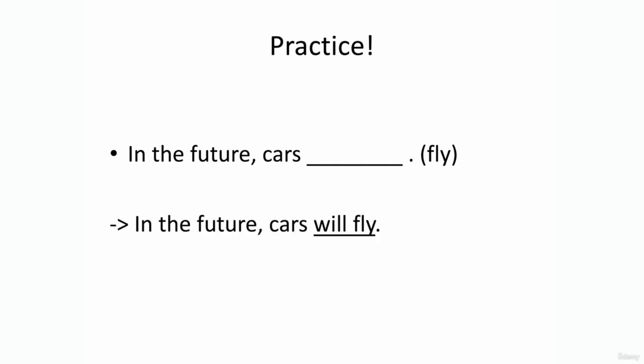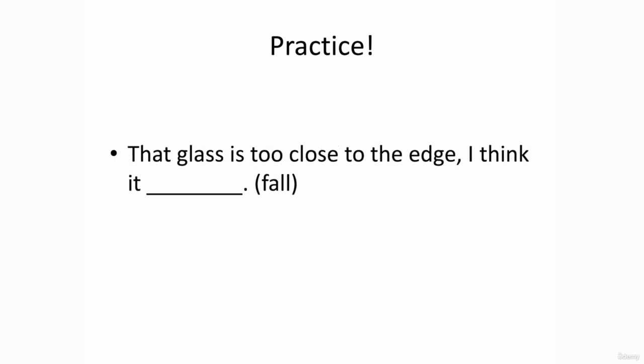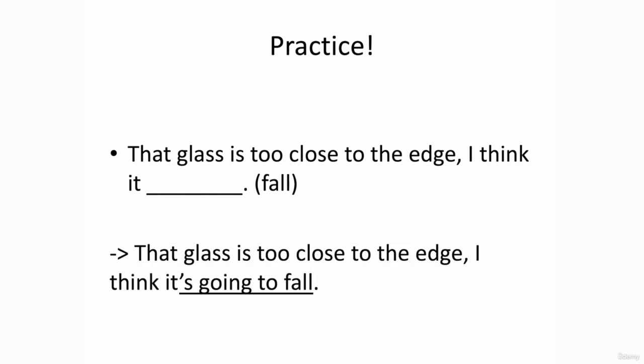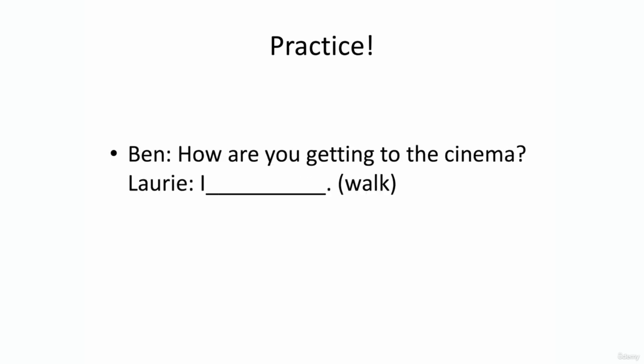In the future, cars will fly. This is a prediction about the future. Therefore, we use will. That glass is too close to the edge. I think it's going to fall. We are making a prediction based on something we can see. Therefore, we use going to.